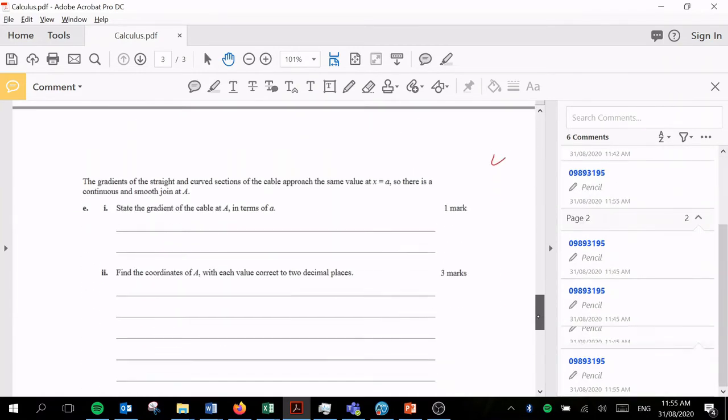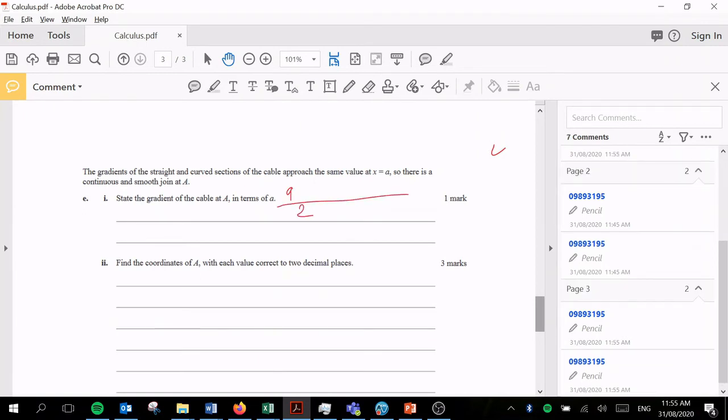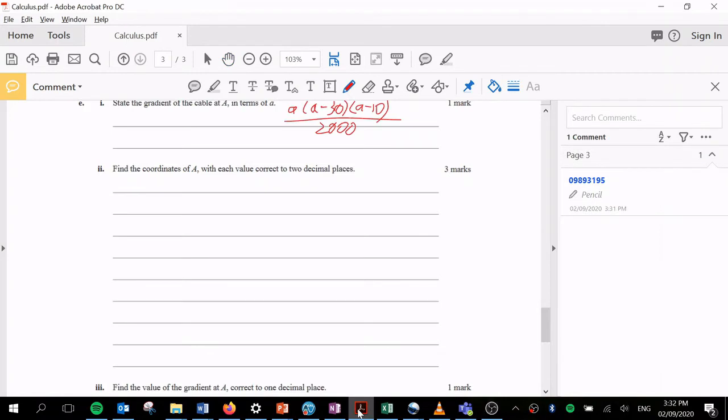So if we do this down here, we'll get 9 all over 2000, a take away 30 times a take away 10. That's it, another mark. Okay, so the next part of the question asks us to find the coordinates of the point A with each value correct to 2 decimal places.